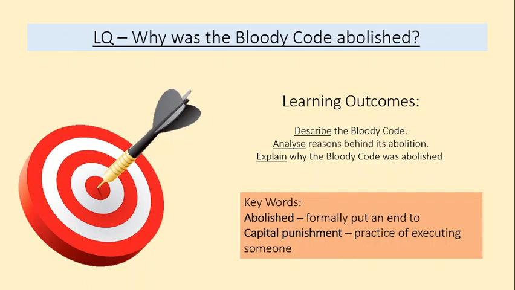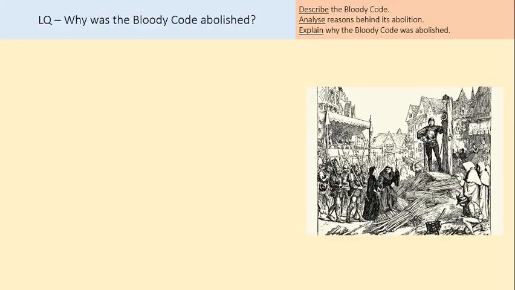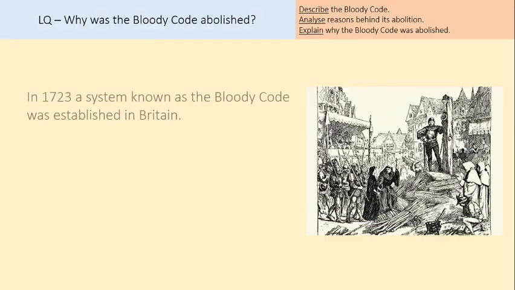In this lesson, we're going to be able to describe what the Bloody Code was, analyse reasons behind its abolition, and explain why the Bloody Code was abolished. Two key words though: abolished, which means formally put an end to, and capital punishment, which is the practice of executing someone. So, what was the Bloody Code?